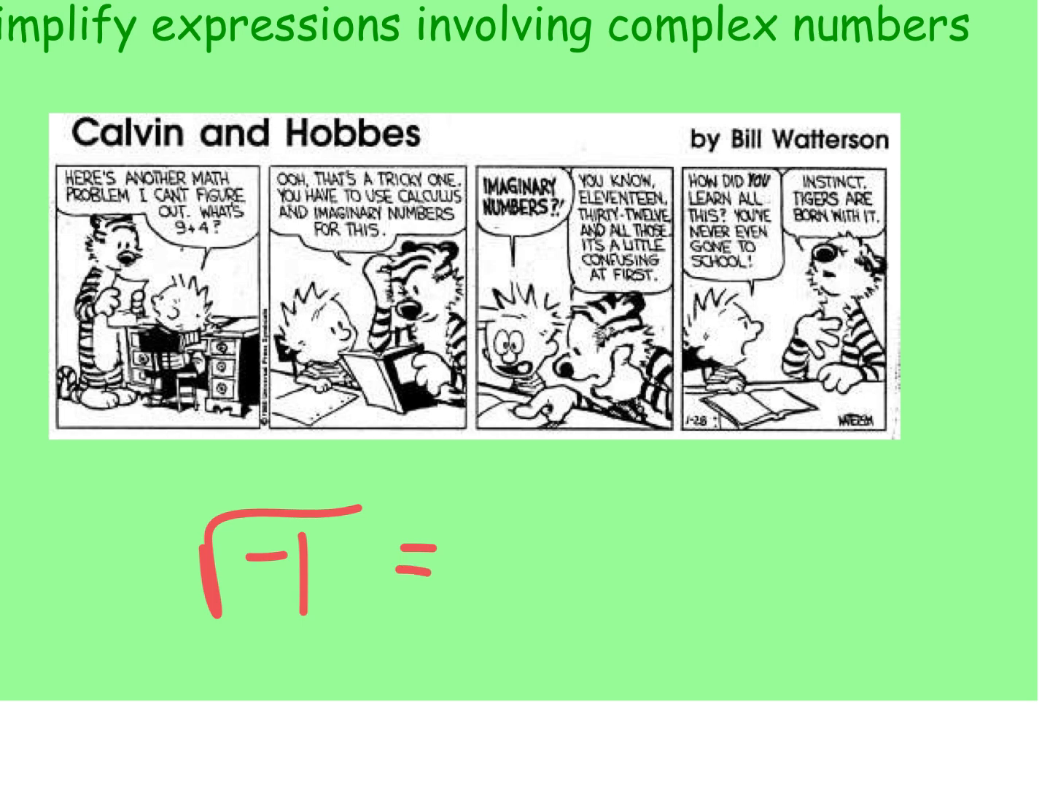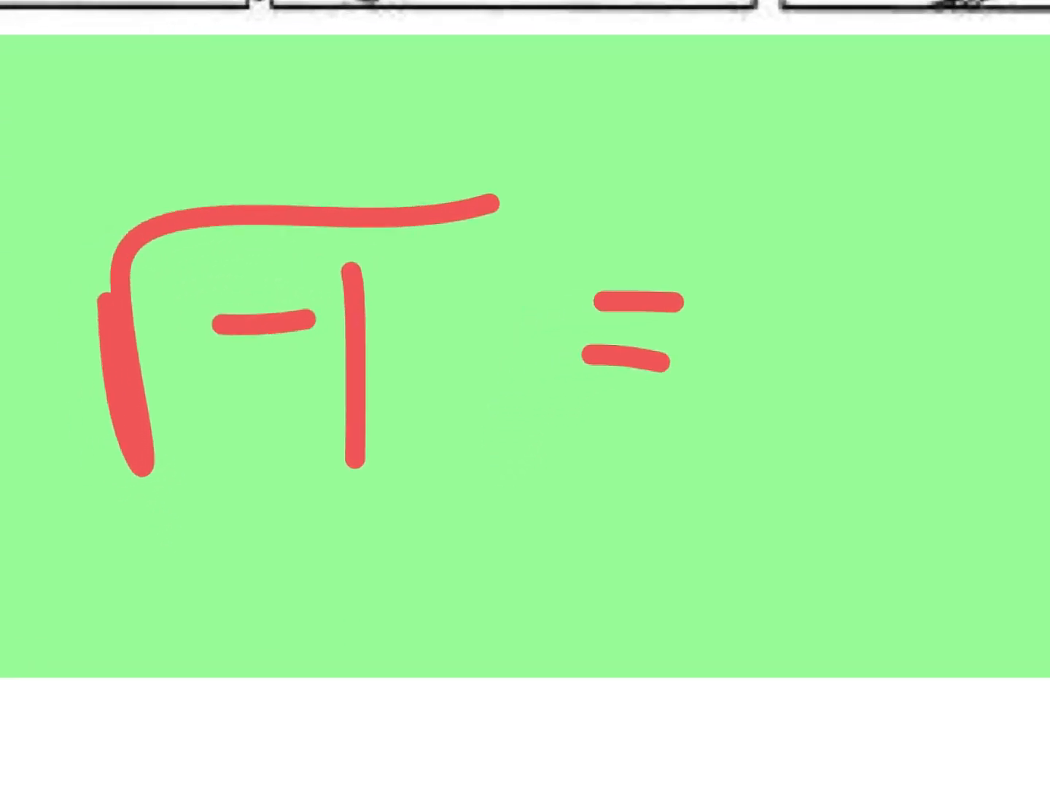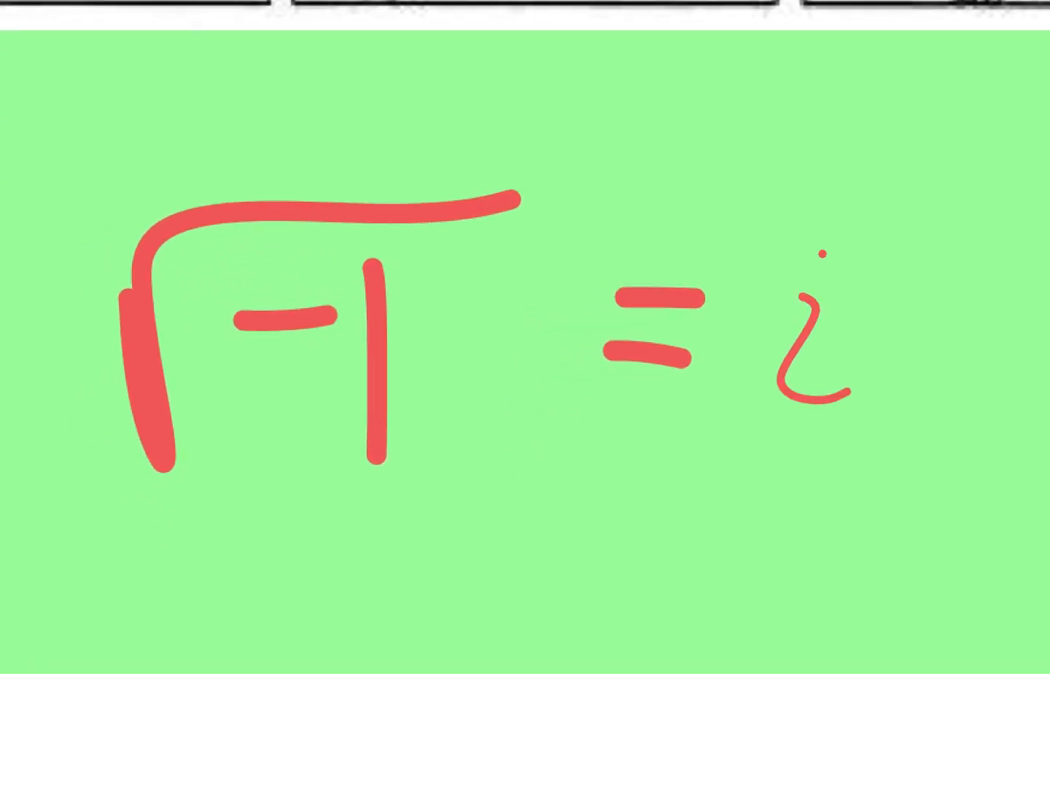So that's an imaginary number, and it's equal to i. Who knew that? Awesome. If you're like, well, you just can't do the square root of -1, you're right, you can't. But you can get around it by defining it as i.